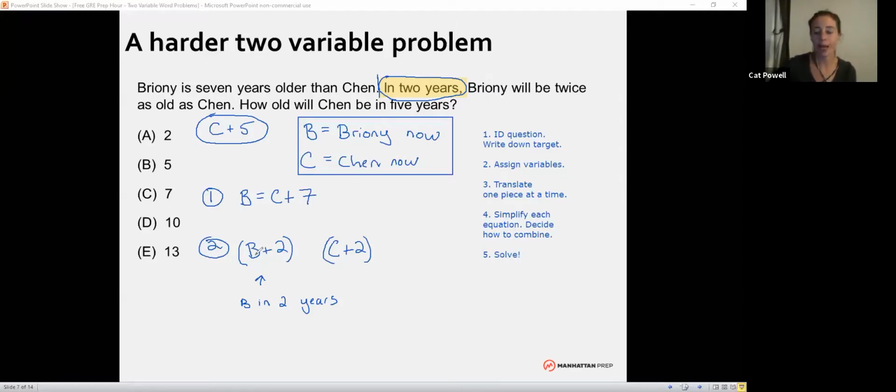Yeah, so now I can deal with "Bryony will be twice as old as Chen." So I'm going to say, okay, Bryony in 2 years will be, that's my equal sign, twice as old as Chen will be in 2 years. And it's really important that I put the brackets here because that's Chen's whole age in 2 years. So I want to make sure I'm multiplying the whole C plus 2 by 2. And now you can see very literally I've taken the sentence from English into algebra, but I'm just doing it one tiny piece at a time.